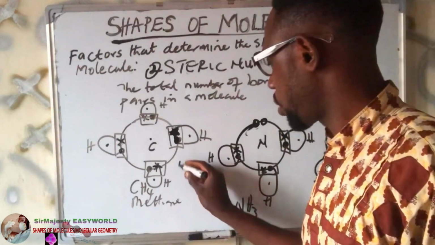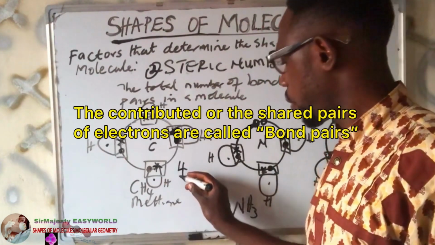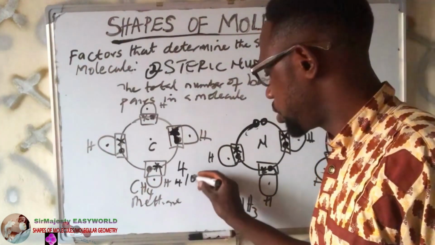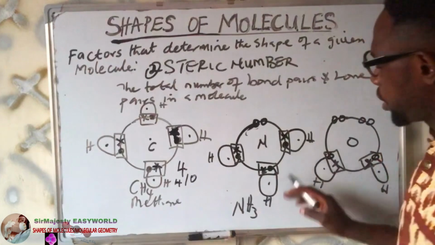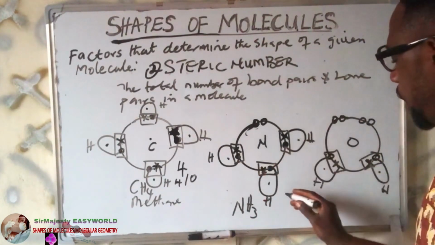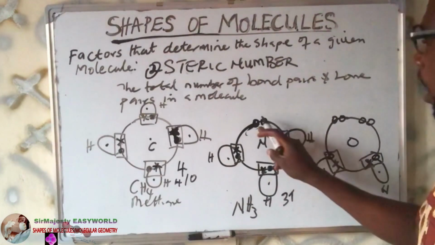So the steric number here is 4. But what makes it up? 4 bond pairs and what? 0 lone pairs. Then when you come here also, we have how many bond pairs? 1, 2, 3. We have 3 bond pairs with 1 lone pair.